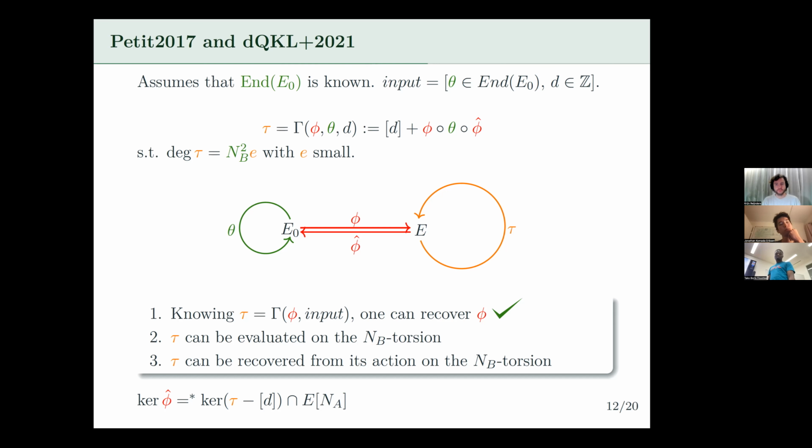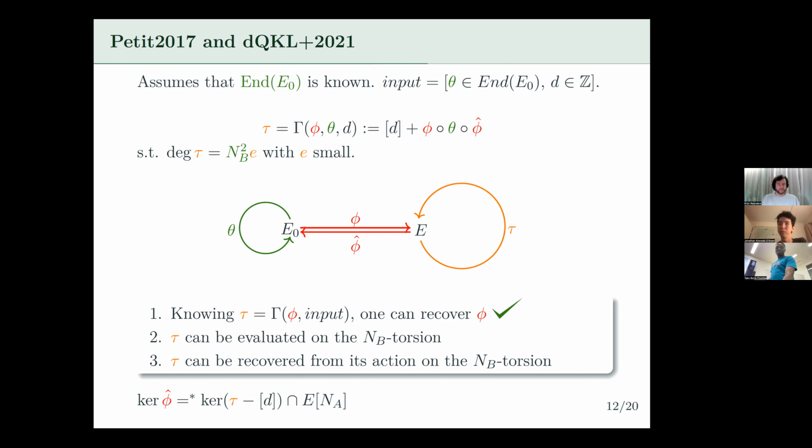So when you know tau, you can recover phi just by evaluating tau minus d on the NA torsion. For the second point, can you evaluate tau on the NB torsion? Yes. Why? Because you know the action of phi and phi dual on the NB torsion. You know theta and you know the scalar multiplication by d. So I can evaluate phi dual on the NB torsion, I can evaluate theta because I know theta, and I can evaluate phi because I know its action on the NB torsion. So I can evaluate tau on the NB torsion.